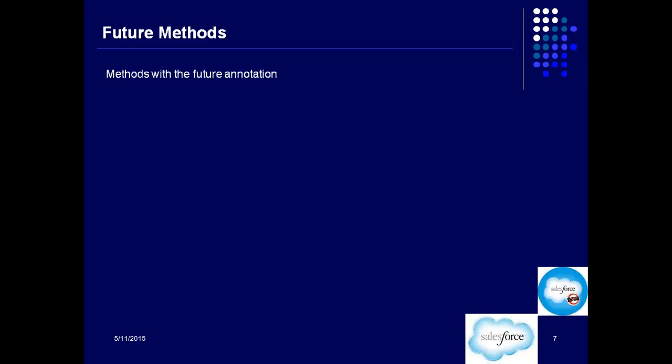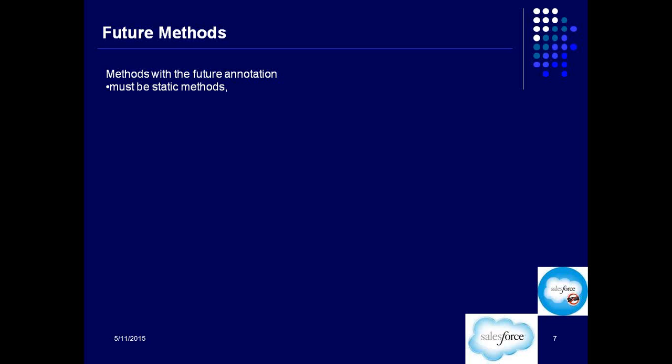Now, on the future method, methods with the future annotation must be static methods. A future method cannot be a return method. Remember, we have created get methods which return an account name. So you cannot have a get method as a future method, because that is something which is waiting on the page. The page is waiting to get the value so that it can display it on the page. So I cannot define that as a future method, because whenever the resources become available, only then the value will come on the page.